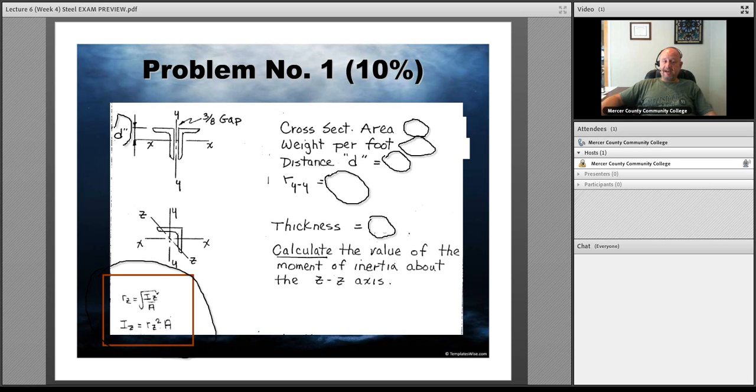Then it says calculate the value of the moment of inertia with respect to the z-axis. We had done this in class. You're going to go to the table. You can see an Ix in the table. You'll see an Iy in the table. You won't see an Iz.